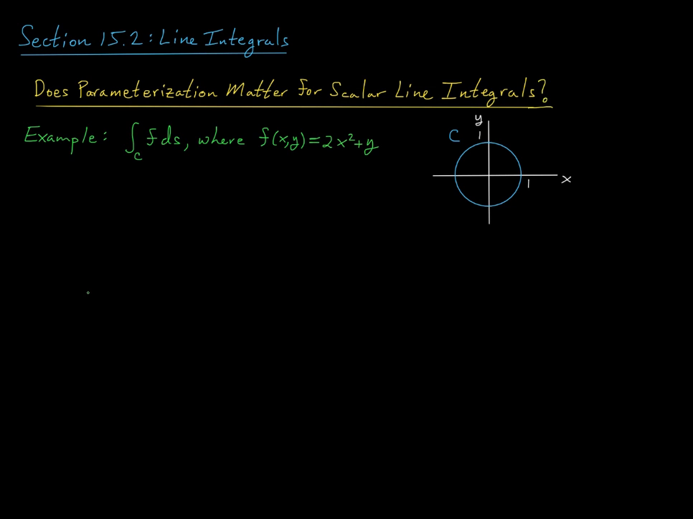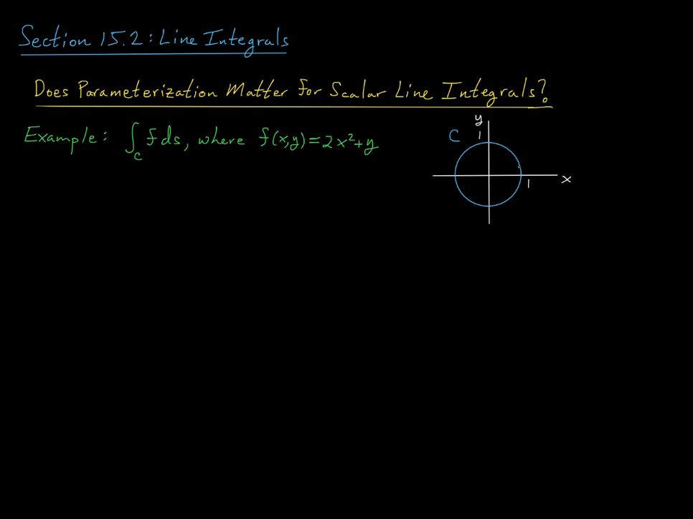All right, in this video, I want to address the following question. Does parameterization matter for scalar line integrals? If you think about the problems that we've solved up to this point, we've said, here is your path, let's write down a parameterization for the path, and then we'll use that parameterization to compute the line integral. However, there are various ways to parameterize a given path.